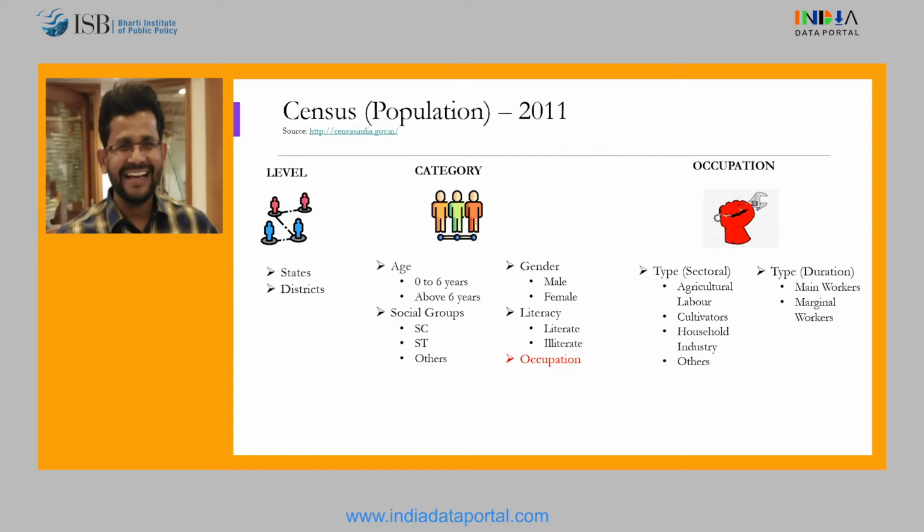More importantly, this data also provides information about occupation: whether people are mostly in agriculture, or employed in industry, or mostly in household industry, not industry as such. And in how many months of a particular year they are employed, this type of information is also available in the Census 2011 data. So, next slide.